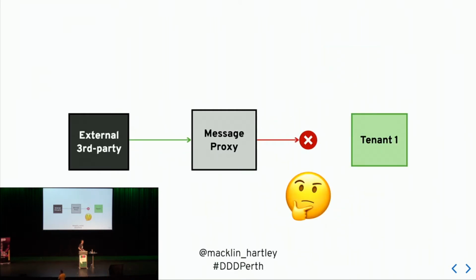So the problem here is if we do this naively, and the message proxy receives a message from this external third party, what happens if we fail to send that message on to our tenant? We could just drop that message on the floor, but then the tenant would never receive that data, and that's a potential loss of data, which is not really what we want. I guess the other thing we could do here is stop and wait a little bit and retry and hope that it works. But what happens if that tenant is down for like 5 minutes? We can't keep this request open for 5 minutes. That's just not going to work either.